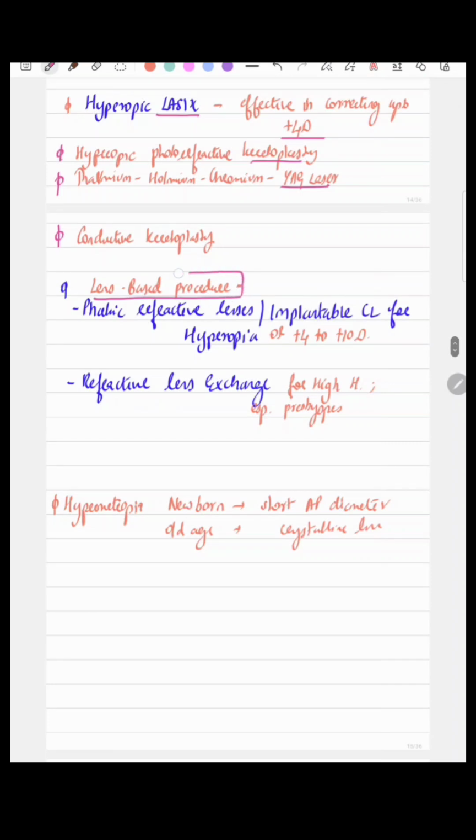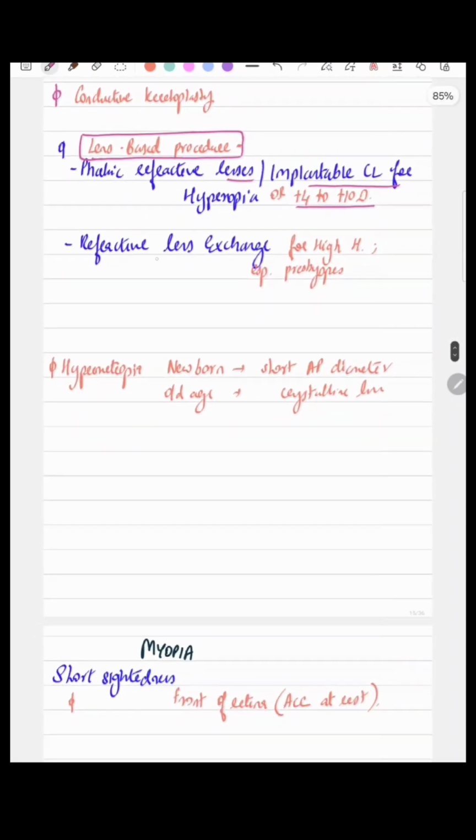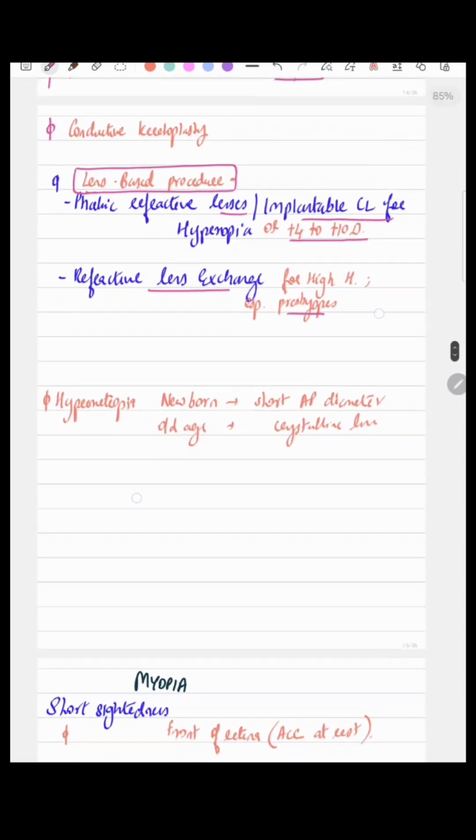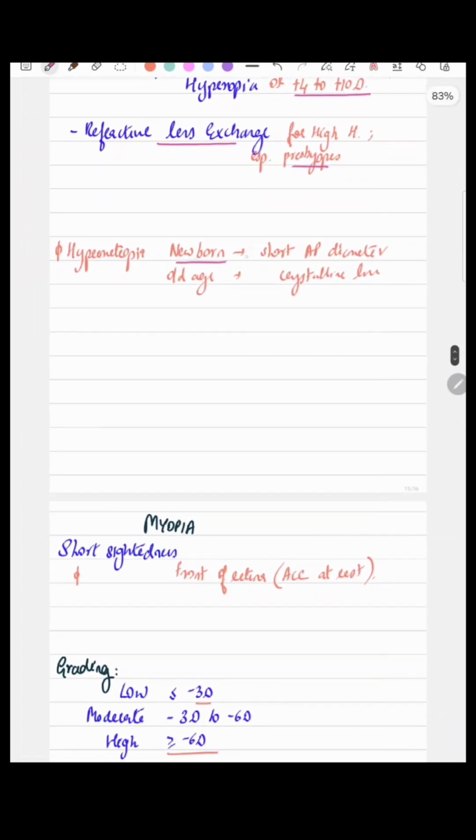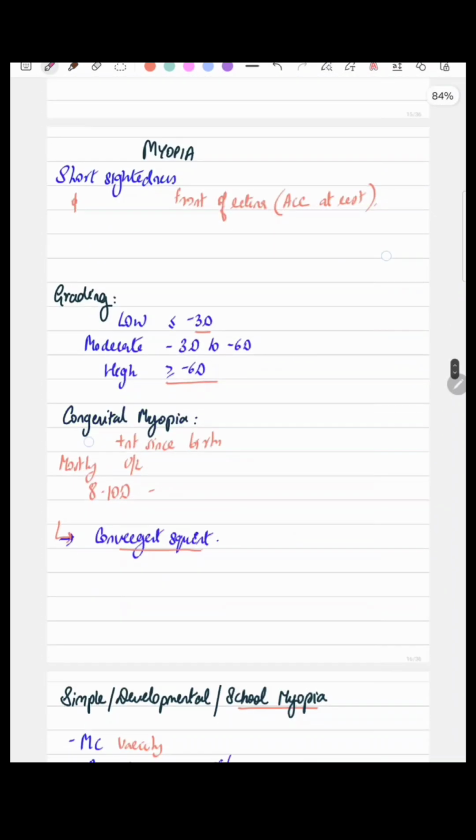Now coming to lens-based procedures, there can be phakic refractive lenses or implantable contact lenses for hyperopia of +4 to +10 diopters. Refractive lens exchange can be done for high hypermetropia, especially in presbyopes. Now hypermetropia in newborn is due to short anterior posterior diameter. In old age, it is due to changes in the crystalline lens. Next, coming to myopia.